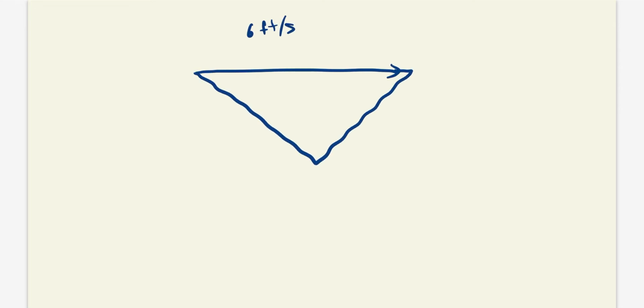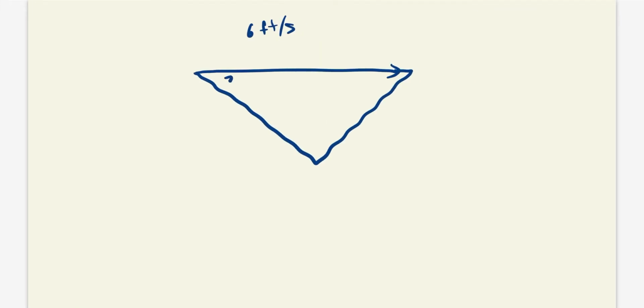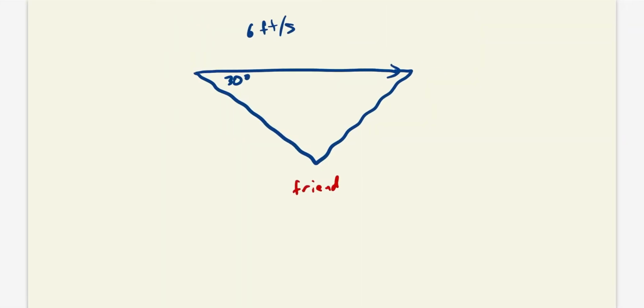We got a balloon. He's going at 6 feet per second. Angle of depression, and then another angle of depression over here. I think this one was an angle of 30 degrees, this angle of depression. His friend is over here. All right, and then the other angle of depression, once he passes his friend, is 36. So that would be this angle of depression, 36. All right, and it says from this point, so he's going from here to here at a constant altitude, and it takes him a minute and a half.